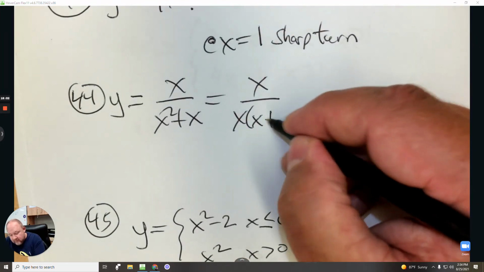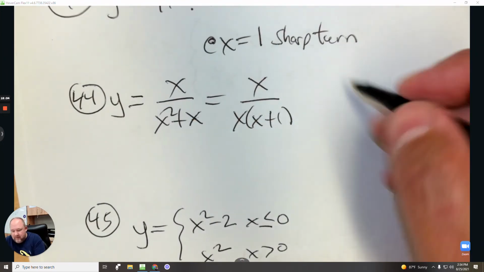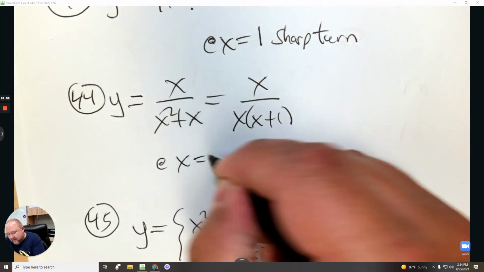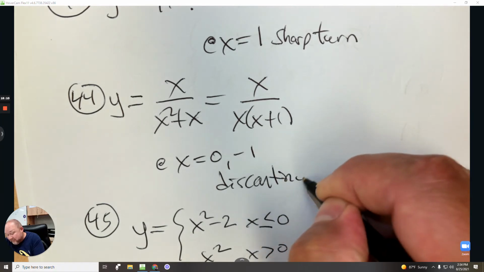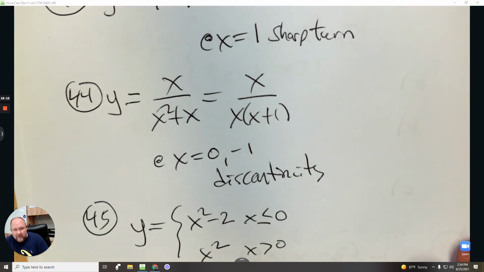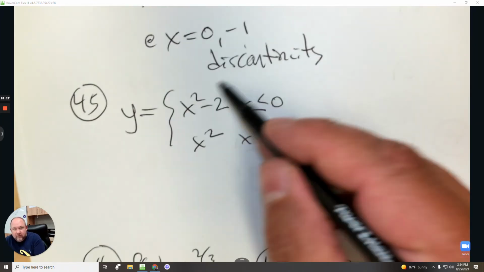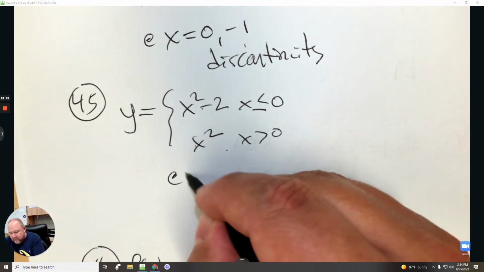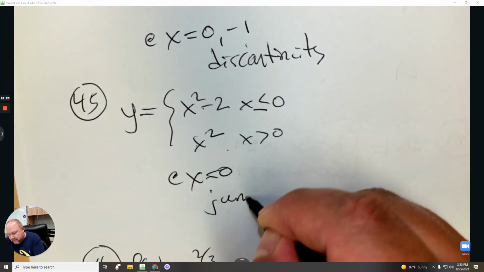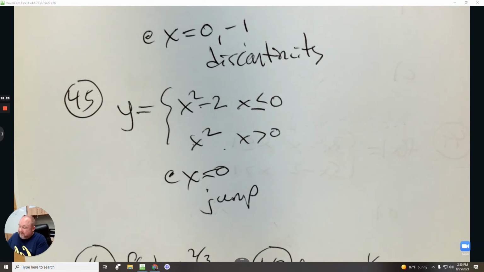there's a discontinuity. So factor, and we have a discontinuity at 0 and negative 1. These are discontinuities. You can't take the derivative at a discontinuity, so the denominator. Here, if you plug 0 on top and 0 on the bottom, there's a jump in the graph. So at x equals 0, there's a jump. Turn the page.